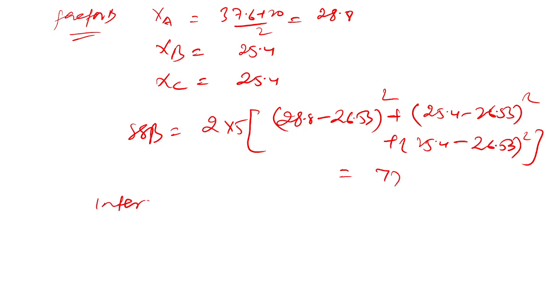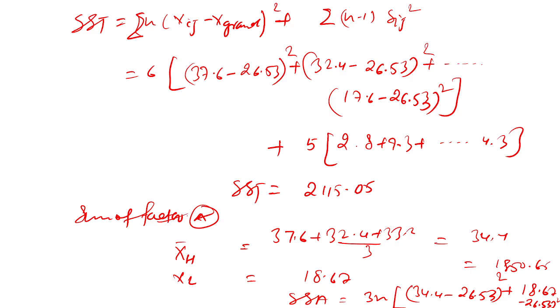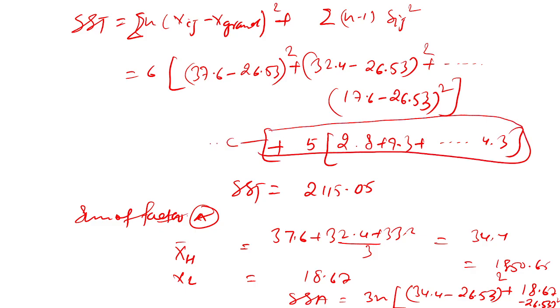Now calculate the interaction. SSAB will be SST minus SSA minus SSB minus SSE. That SSE we have calculated here, this part, we call SSE because it's the error.